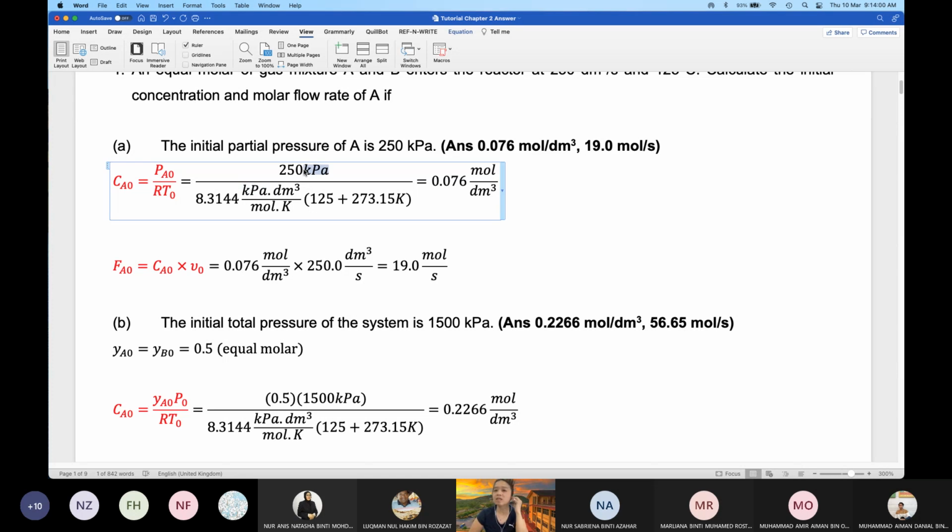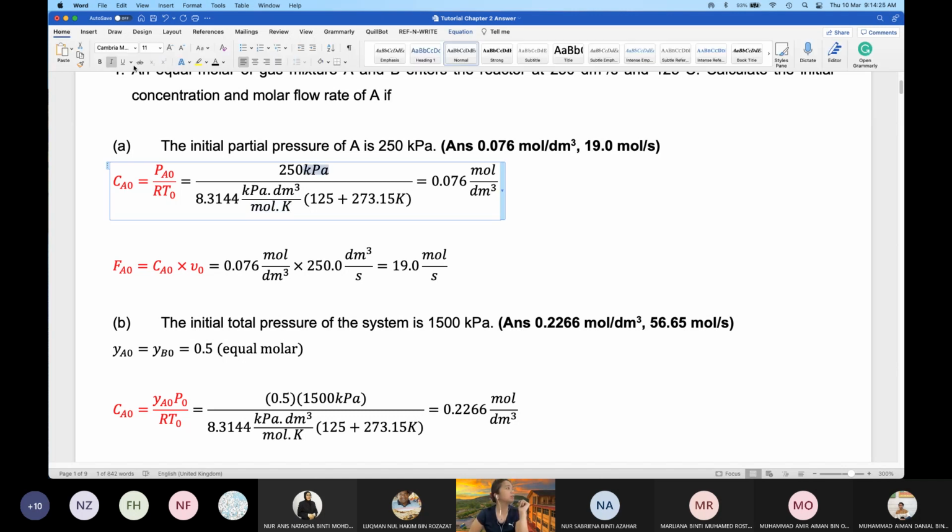So for example, in this question, they give the pressure as 250 kilopascal. So I will find the R that has kilopascal. That one is actually 8.3144 kilopascal dm cube per mole Kelvin. Why I do this is because I want to automatically cancel my pressure unit straight away. So you can see I can directly cancel my kilopascal unit this way.